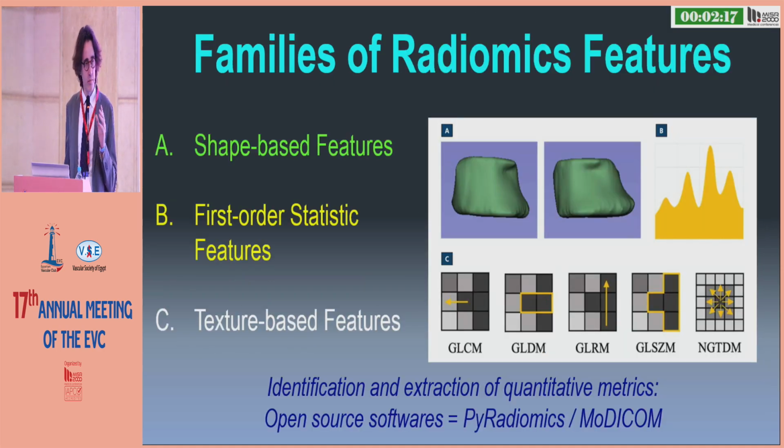So features can be broadly classified in three different families. There are shape-based features, which are very familiar. It's just the shape of the volume of what we are looking at. There are first-order statistic features, which result, as you can see on the top right of the screen, in a simple histogram, which describes the distribution of the grayscale without any relationship with space of what we are looking at. And then there are texture-based features, which you can see on the bottom right of your slide.